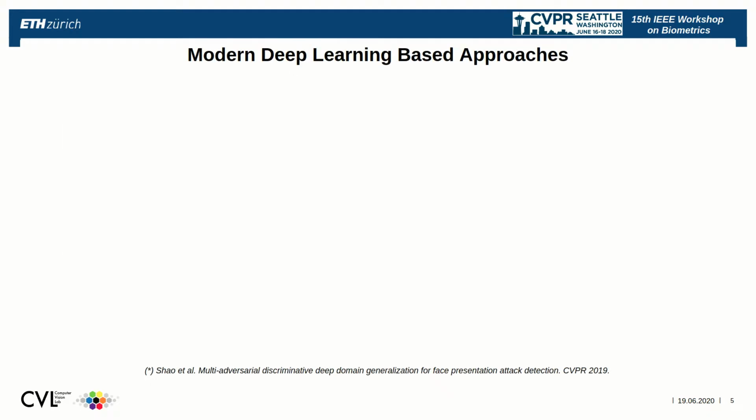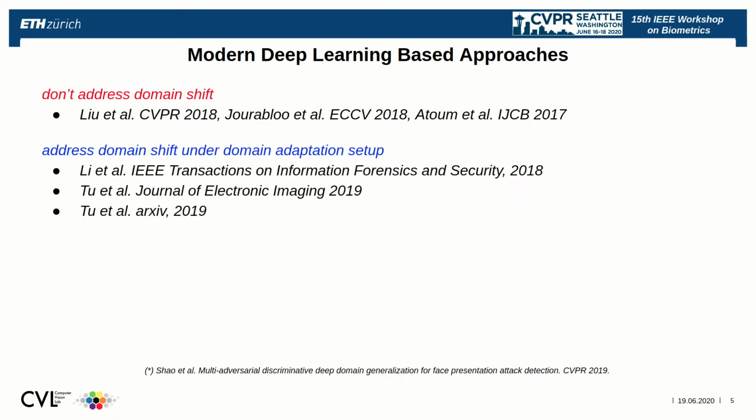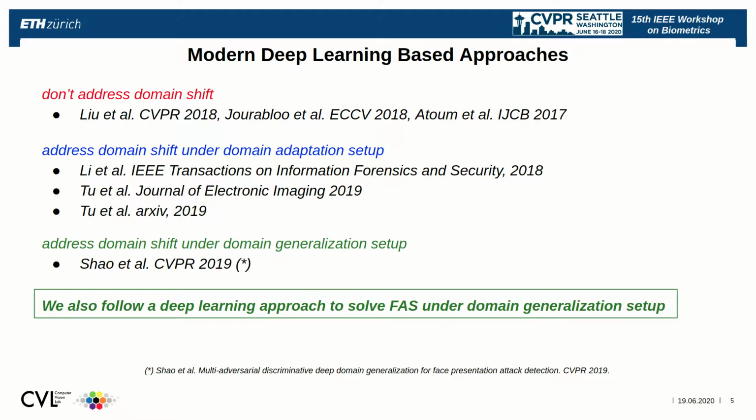Despite the improved performance of modern deep learning based approaches, they fail to address the domain shift problem in face anti-spoofing. These approaches can be categorized as follows. Works which don't explicitly address domain shift problem, works which address domain shift under the domain adaptation setup, and works which address domain shift following a domain generalization setup. We also follow a deep learning approach to solve face anti-spoofing under a domain generalization setup.